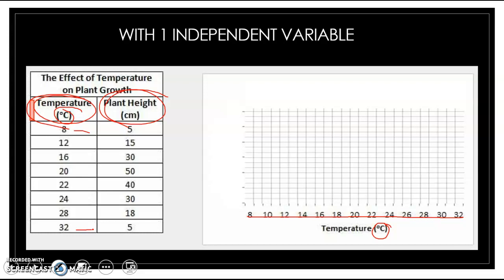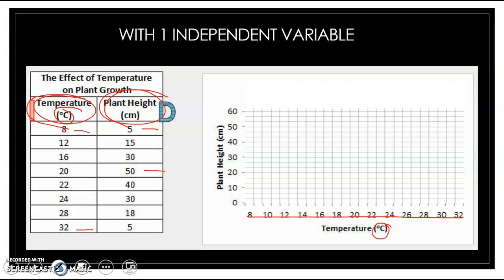Next, you have to put your dependent variable on the y-axis. So whatever you're measuring goes on the y-axis. We're measuring plant height. So you're going to label your y-axis with plant height. And again, you need to make sure that there's increments. So it looks like we need to go from 5 all the way to 50. So a range from 5 to 50. You could count by 5s, count by 10s, but either way, they all need to be spaced out proportionally. So for every 3 lines, it's worth 10 centimeters. So we're going from 0 to 60.